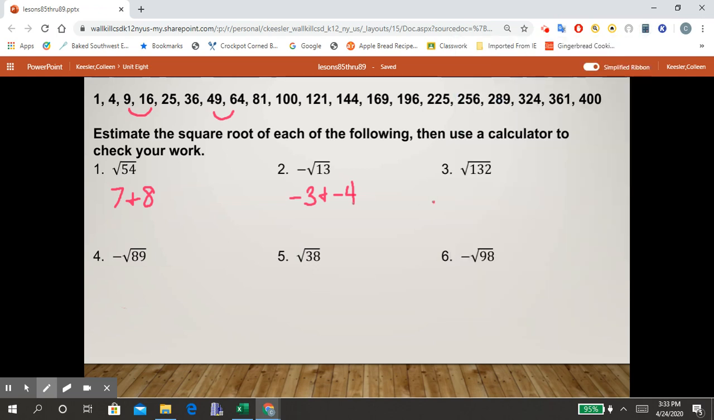The next one we have is the square root of just 132. 132 falls between 121 and 144. The square root of 121 is 11, and the square root of 144 is 12. So the square root of 132 should be between 11 and 12.